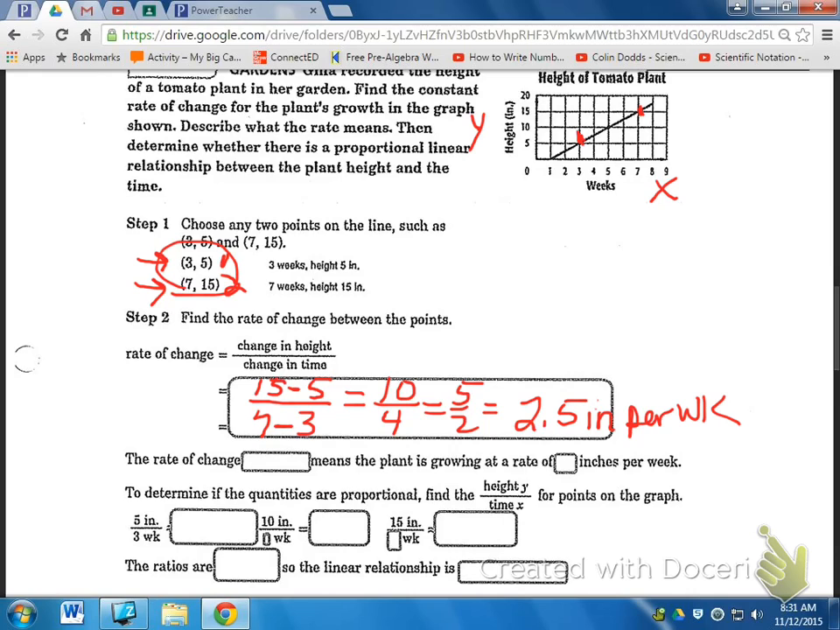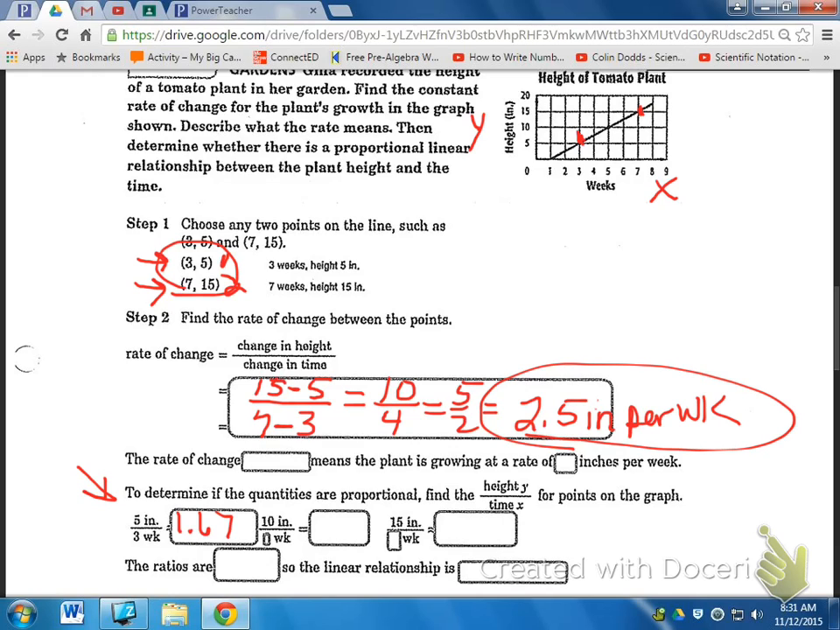So, here's how you tell if it's proportional or not. So we found the rate of change, 2.5 on average, 2.5 inches per week. But we're going to tell if it's proportional or not by taking points and seeing if they all reduce to the same amount. Now, the first point we used was 5 inches in 3 weeks. What's 5 over 3 reduced to? Anybody know? What decimal would 5 over 3 be? 1.2? Close. It's like 1 and 2/3. So 1.67. Now, if they all reduce to 1.67, we're good.